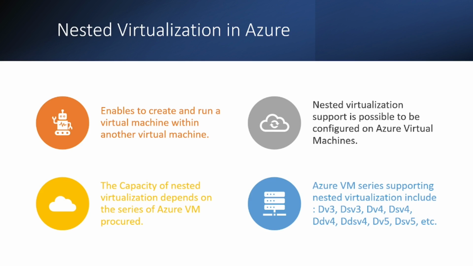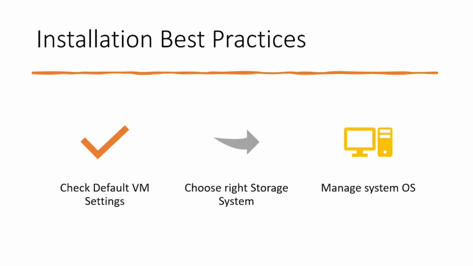Now, before moving ahead and looking into the actual demo of nested virtualization on Azure, we should be aware of the best practices that need to be followed. There are three categories of best practices: installation best practices, configuration, and networking. Installation best practices simply mean how we should install the hypervisor and how we should install virtual machines on the hypervisor.